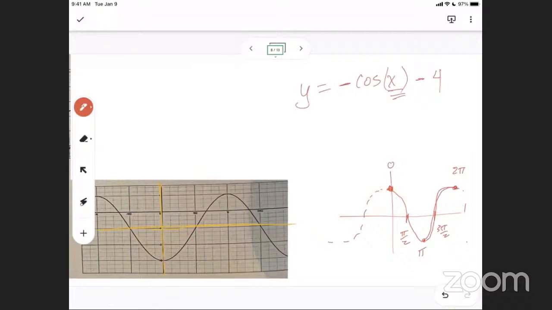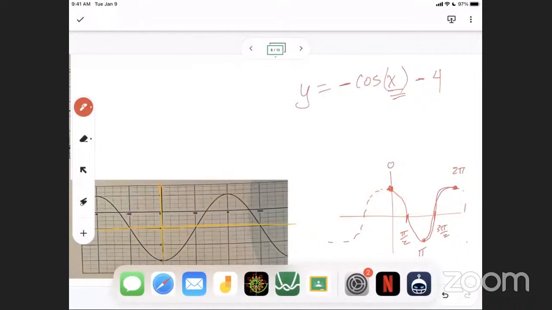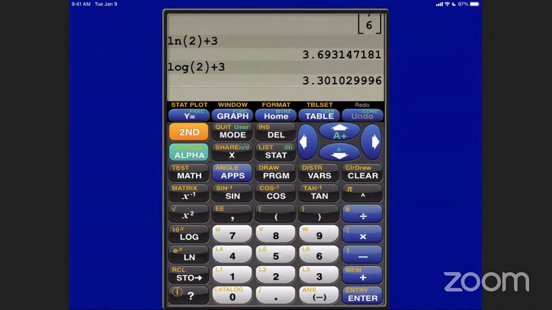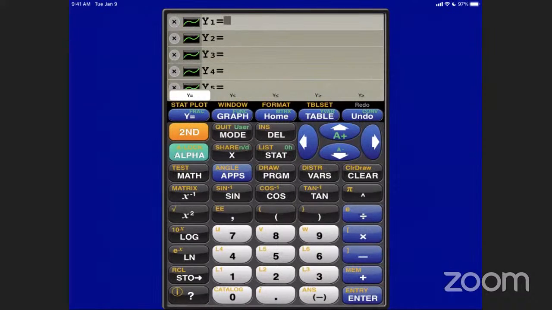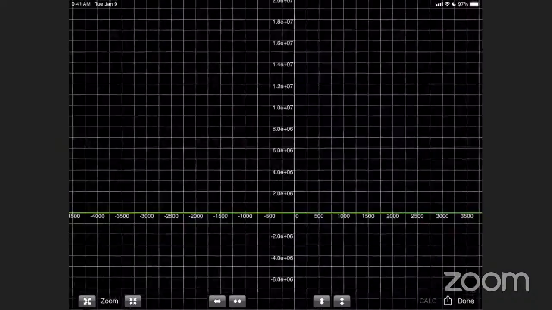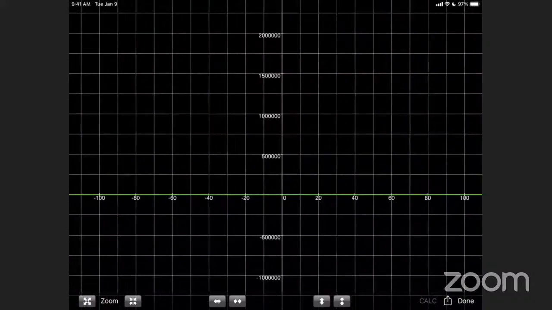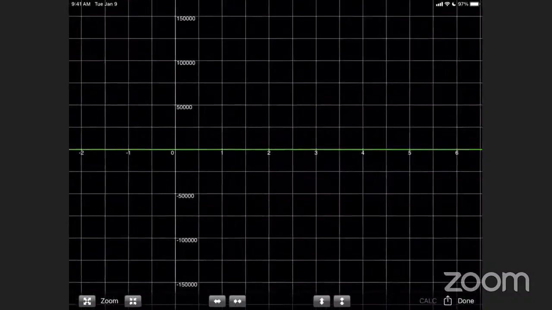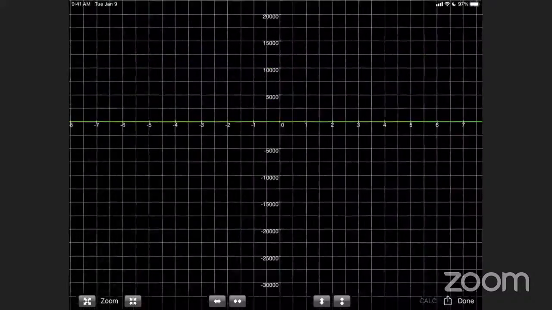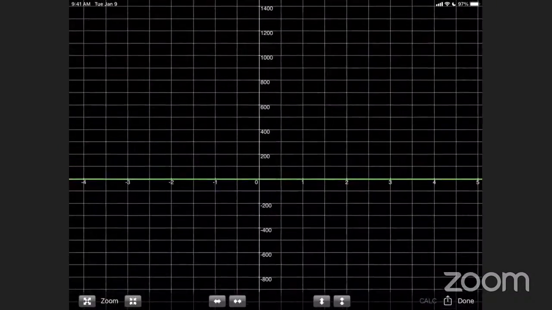And you can check that if you want. Another way you can check it is just to plug it into your graphing calculator, negative cosine x minus 4. So negative cosine x minus 4, and you can graph it. Boy, that's ugly. You really have to zoom in on this to be able to see the graph.